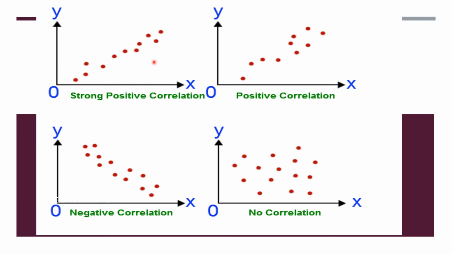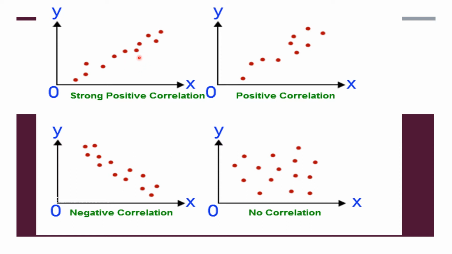Now, one of the most simple methods of studying correlation between the two variables is to construct a scatter diagram. So how to construct a scatter diagram? We take one variable along the x-axis and the other variable along the y-axis. When we plot the data in this way, we get points which are generally scattered, but which show a particular pattern. The way in which the points are scattered indicates the degree and direction of correlation.